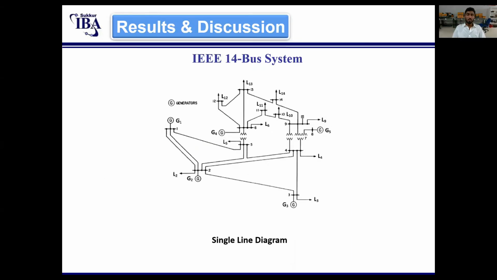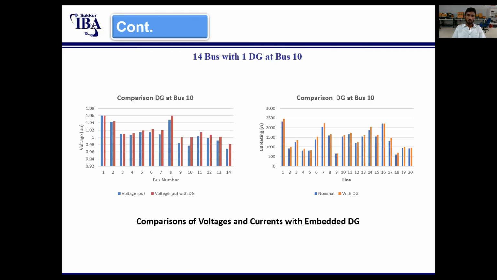This is the 14 bus system. It's the SLD, single line diagram, of that system in which we have implemented FCLs and DGs. First of all, we have placed the DG at bus 10, which was the optimal position for the DG. We have gone through literature review for this.